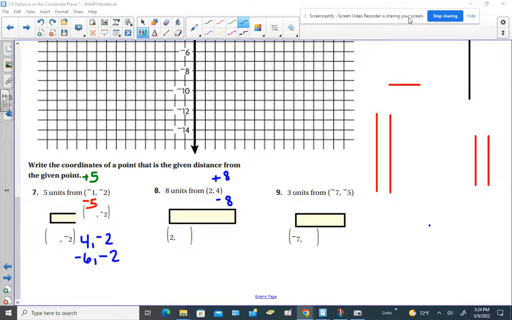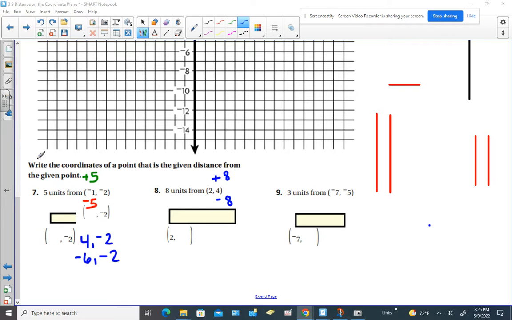Hey everybody, Mrs. Bianchi. We're looking at questions 7, 8, and 9, which are a little tricky because what would be helpful is if we were all solid on our rules for adding and subtracting integers. But in grade 6, there's not a lot of emphasis on that. So we're going to try to use the coordinate plane to help us understand how we get a point that would be 5 units away from a point.